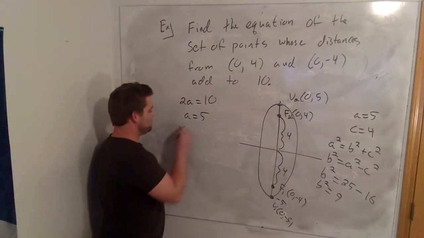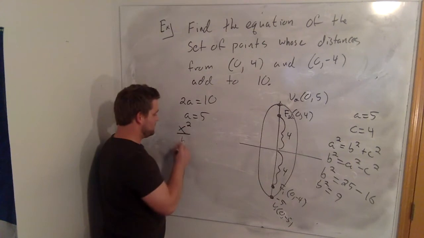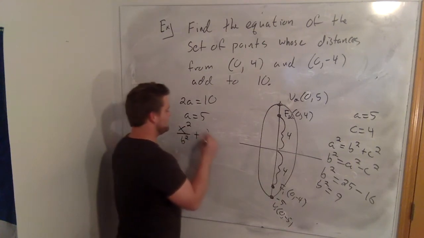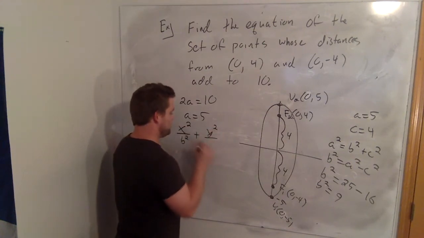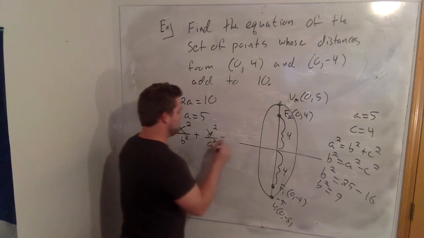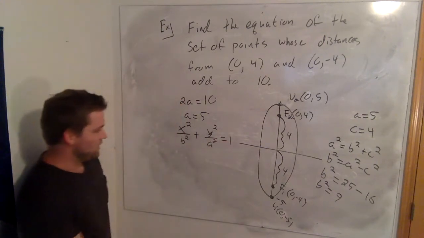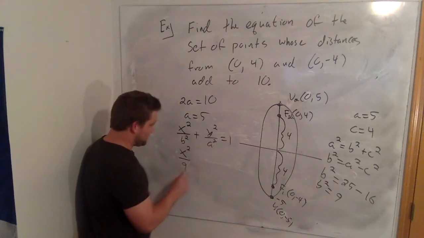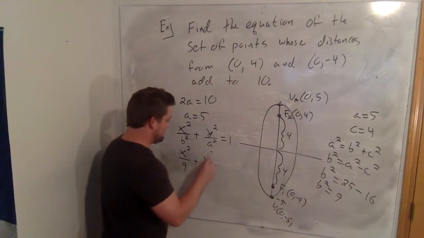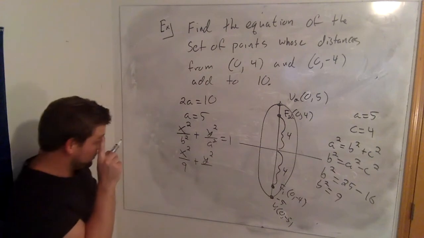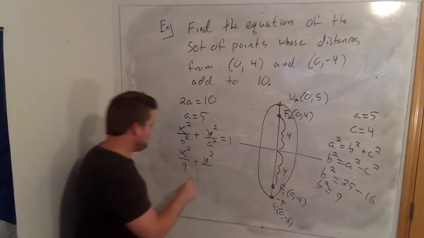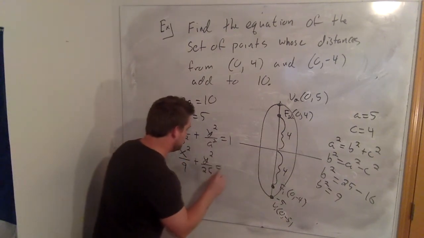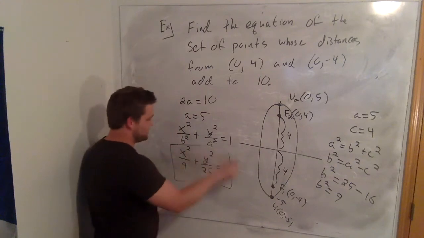So the equation will be x squared over b squared plus y squared over a squared will be equal to 1. b squared is 9. So we'll have x squared over 9 plus y squared over, what was our a? 5. So 25 will be equal to 1. And here is our equation.